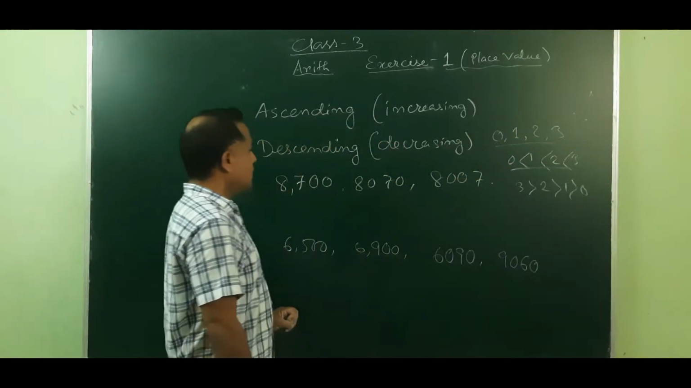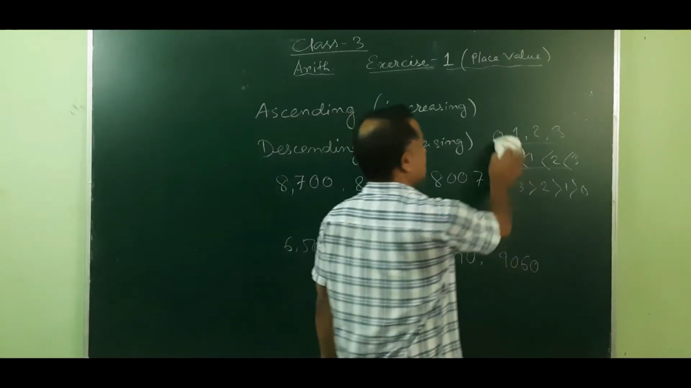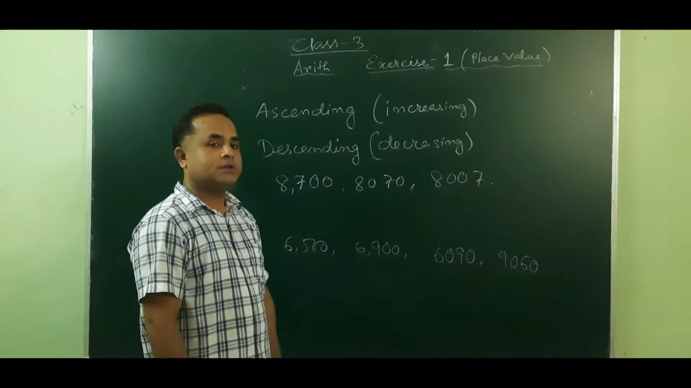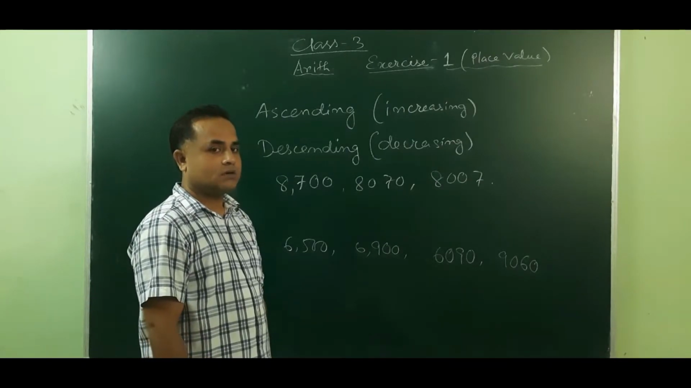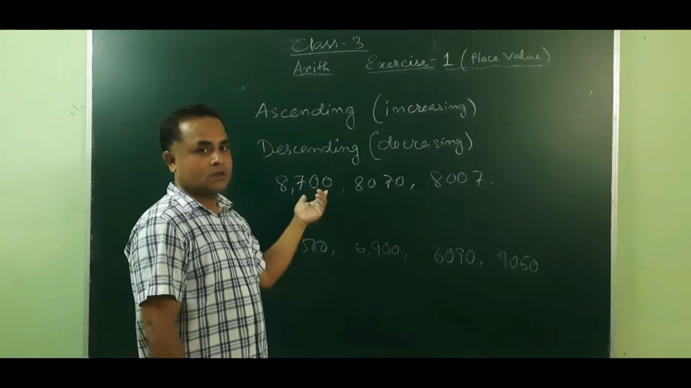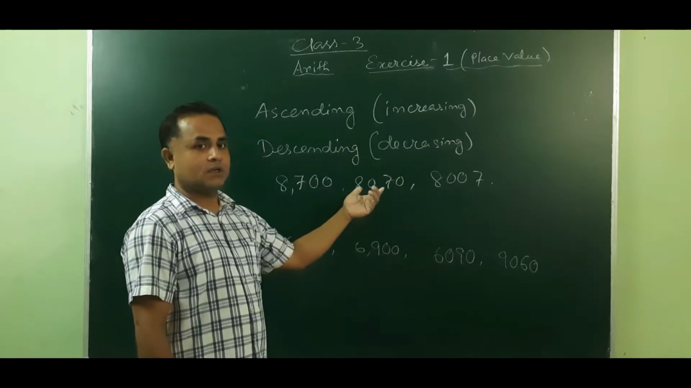Now the number 1 point to identify which number is greater or smaller: we should see the place value first of each digit in a number.